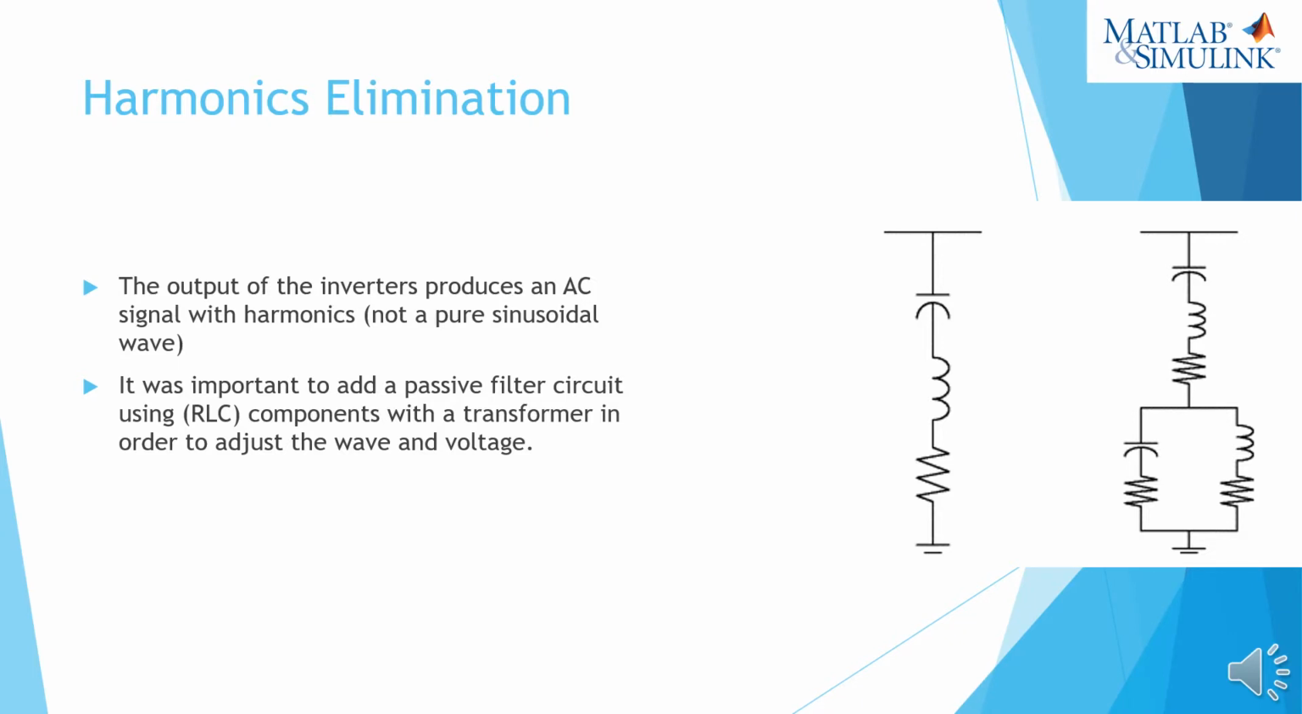As we have just seen in the previous slide, we don't have a pure sinusoidal wave, but we need a pure one to supply our load. So it was very important to add a passive filter to eliminate these harmonics. This passive filter contains RLC components, with specific values of capacitance, inductance, and resistance. This is in order to adjust the wave and the voltage as we need.